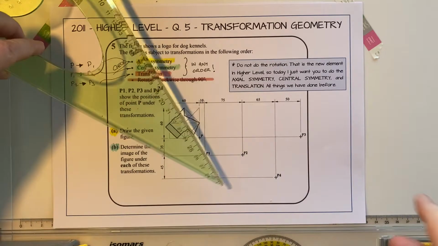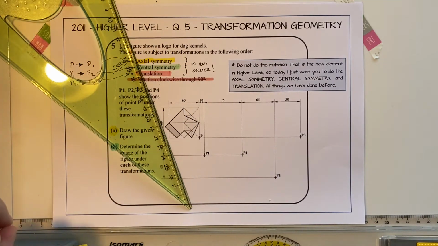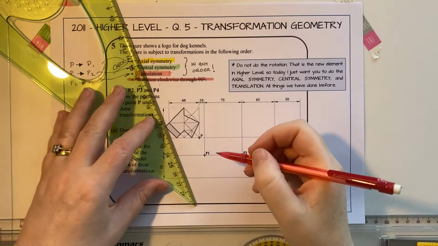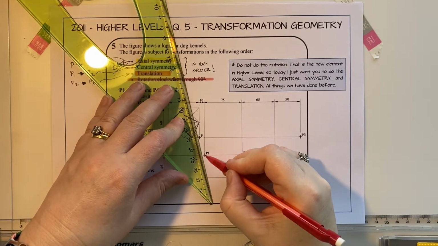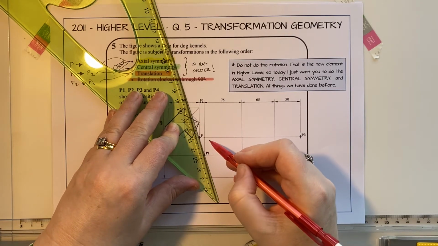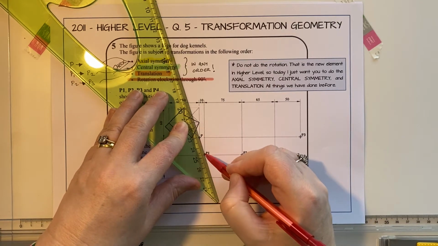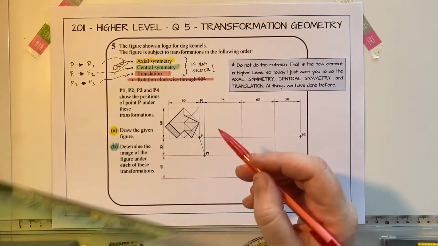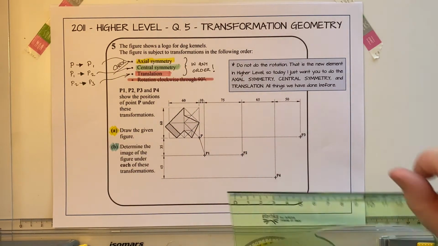Now, one thing I can do, and I'm actually going to do it right now to help move this along, is on the actual question sheet, and this is for you when it comes to revision as well. On the actual question sheet, you can start working out some of the question. I know, for example, that P is going to move to P1, so it's going to go like that, through an axial symmetry.